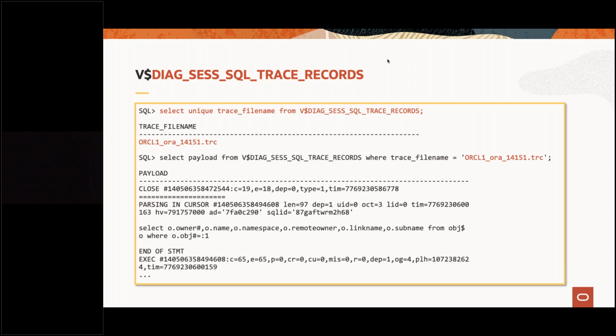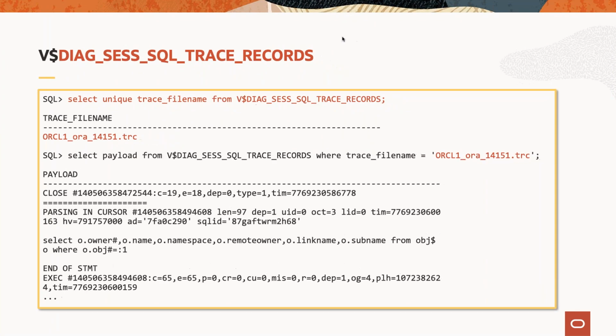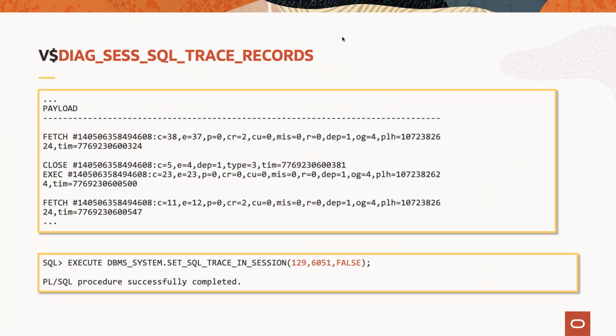All this without leaving the SQL prompt. When I'm finished, I can do execute DBMS_SYSTEM.SET_SQL_TRACE_IN_SESSION, and I can turn off the SQL tracing. So as you can see, I've turned on SQL tracing. I've found the file. I've selected the output of the file, and I can see all the output of the SQL tracing, and I can turn off the SQL tracing. I can do all of this stuff without leaving the SQL prompt. I don't have to go to the OS anymore. Pretty cool.